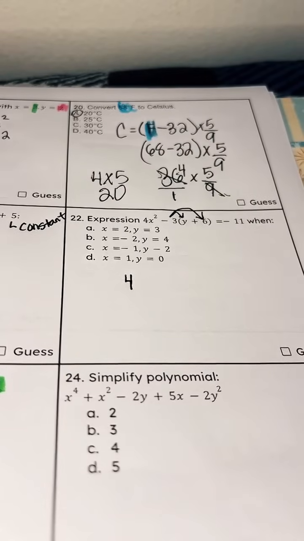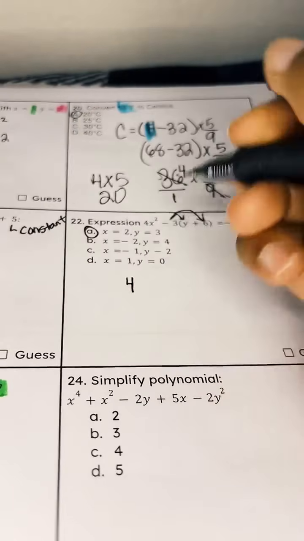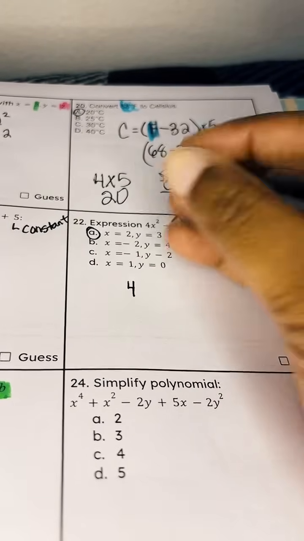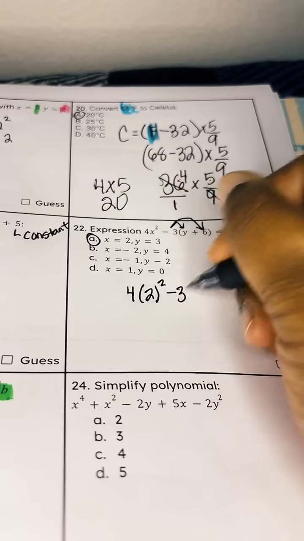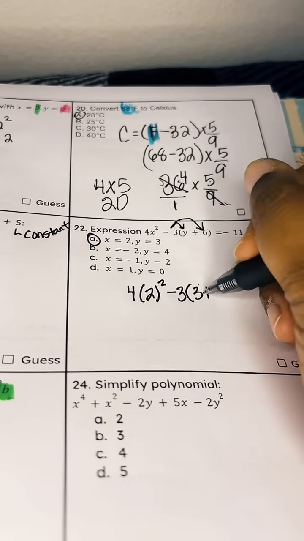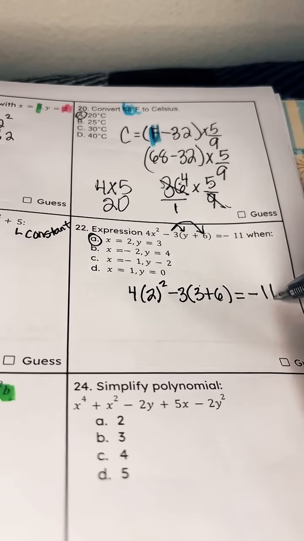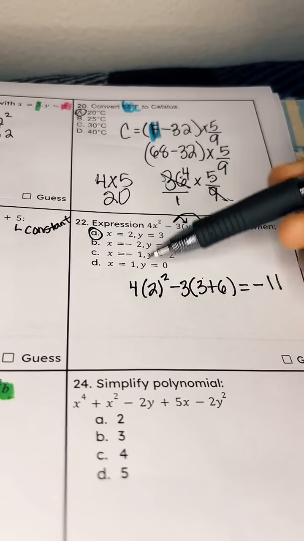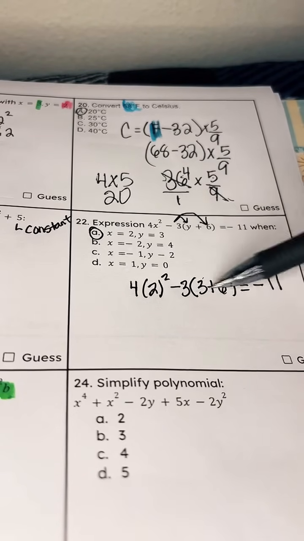Vicky, you said A for this one? Jumpy Jan said A, okay. So if we plug in 2 for the X, minus 3 times our Y, if we do 3 plus 6. Now we're going to hope that comes to negative 11. This is what we're hoping when we plug in 2 for the X and 3 for the Y.